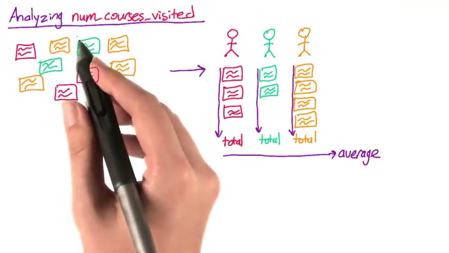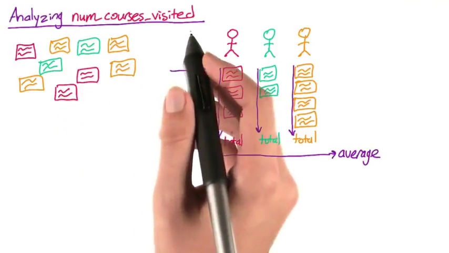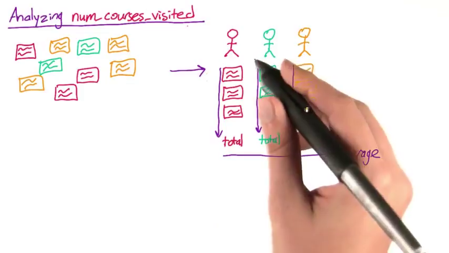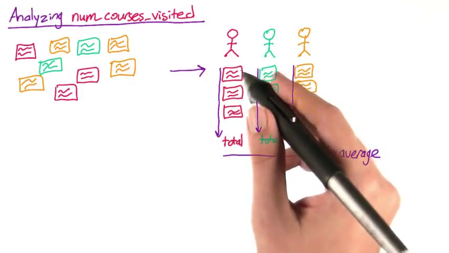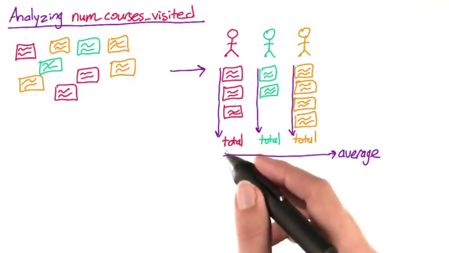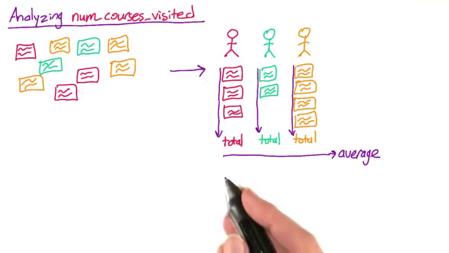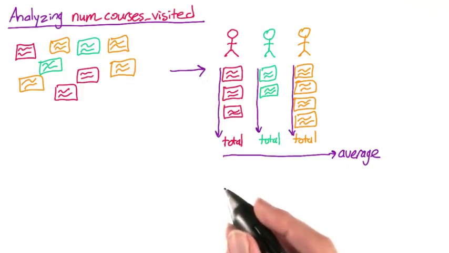Now I could do the same thing for the num courses visited field that I did for the other two fields. That is, group the records by account key, then sum up the num courses visited field for each account key. However, if I did this, the results would be a little bit strange.